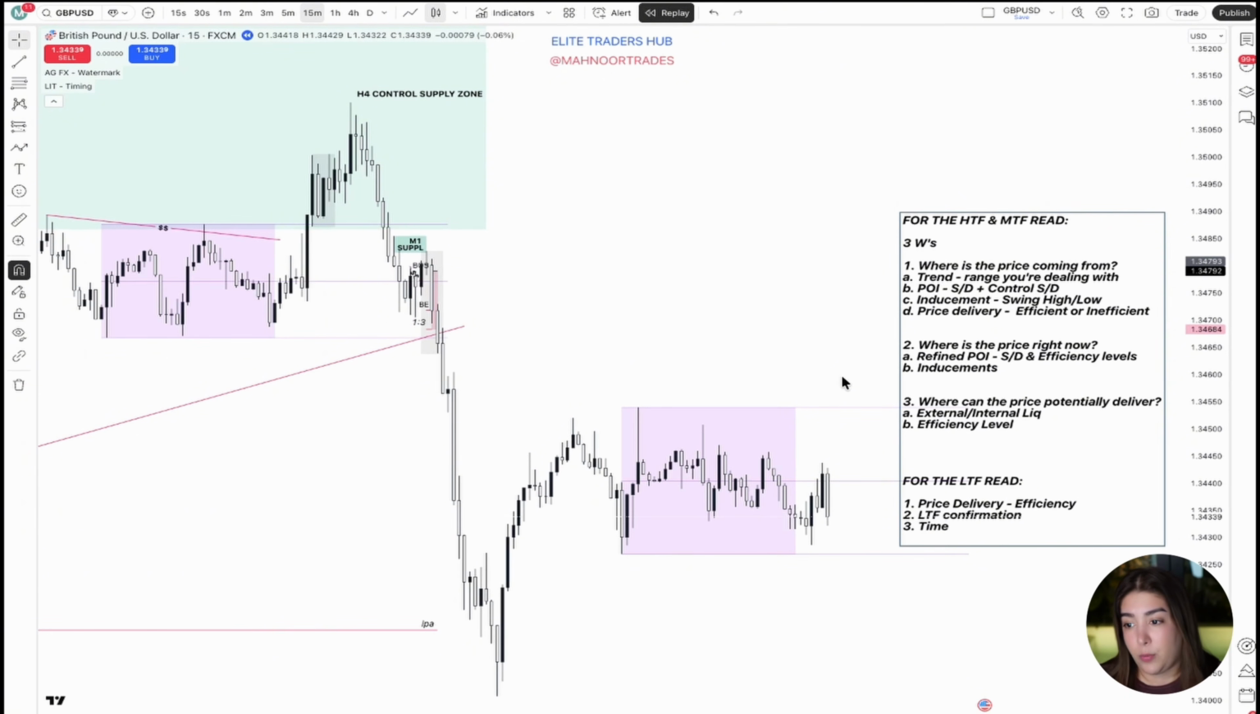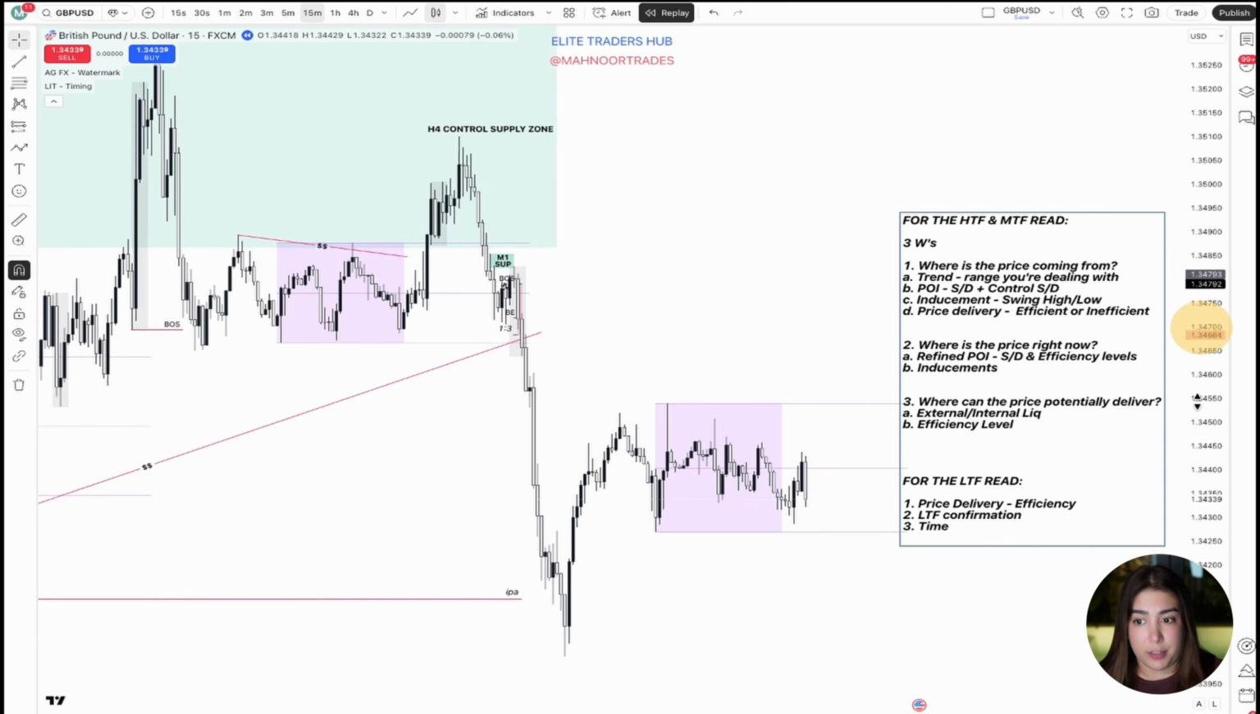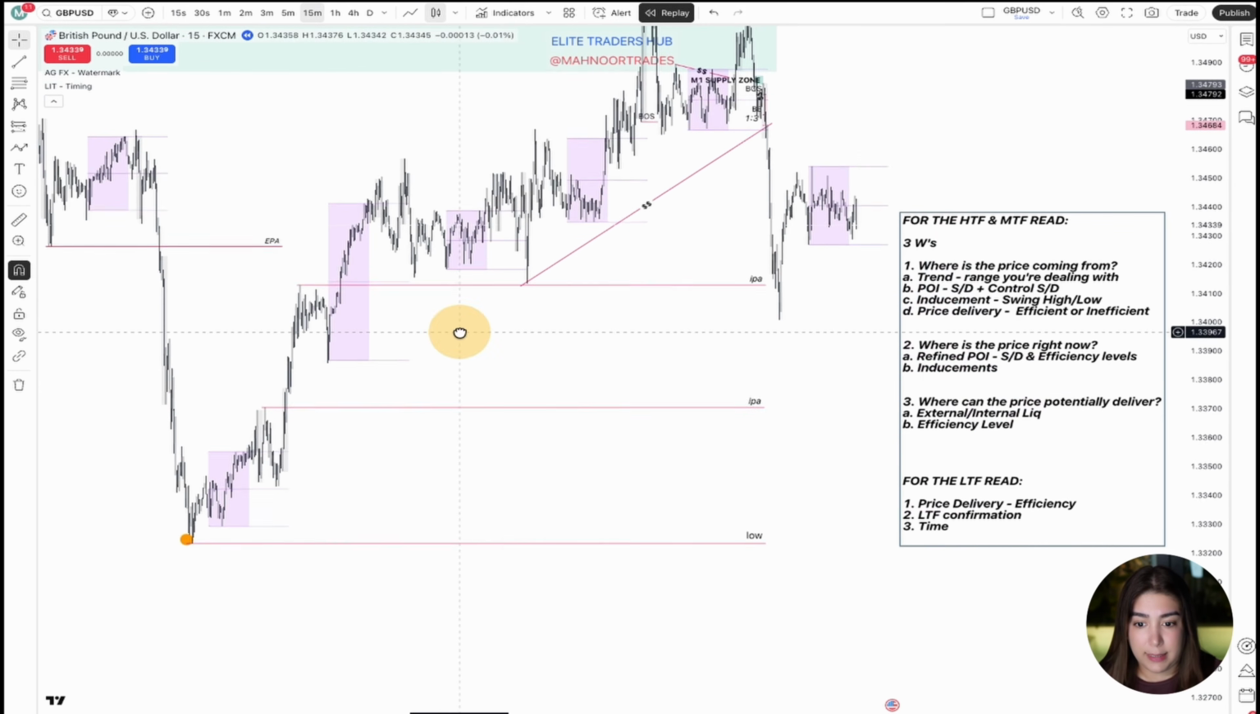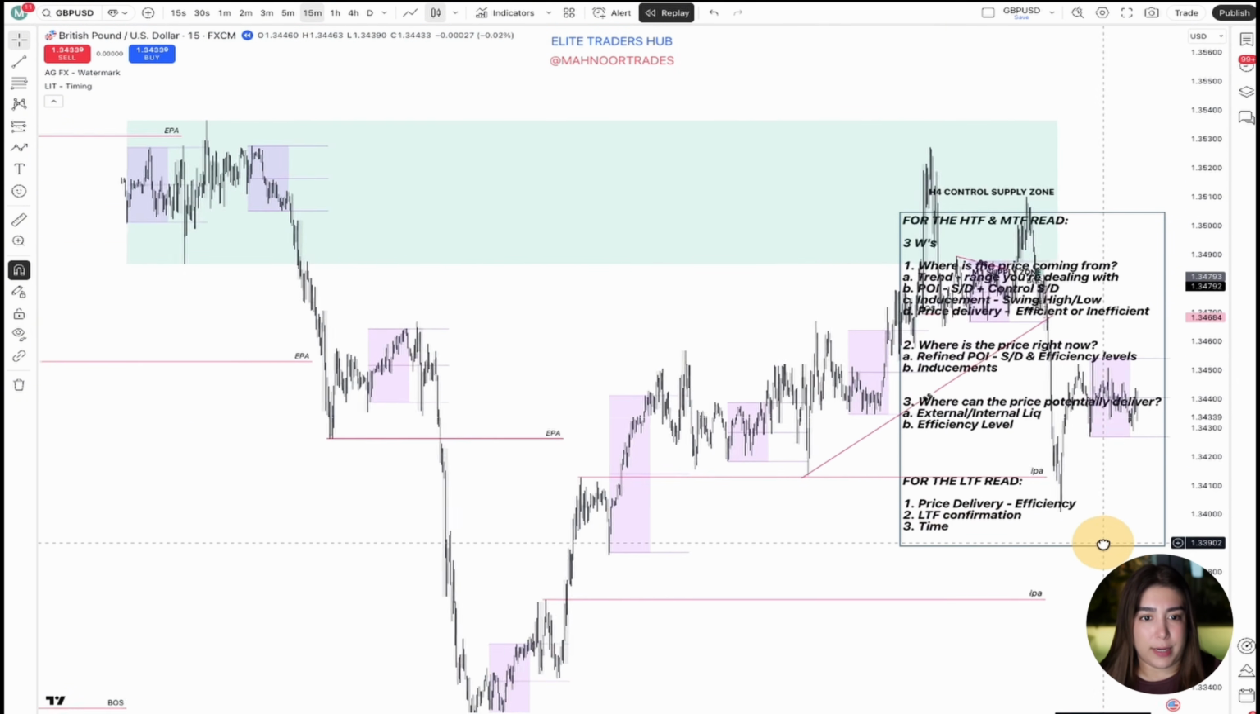All right, now let's look at what the price can be doing the next day, and we're going to do that by answering the 3 W's all over again. In terms of trend, in terms of the range, we're still bearish. Why are we still bearish? Because the price hasn't created a new low. It's not broken past this low here to form a new low. So we're still in that range right now.